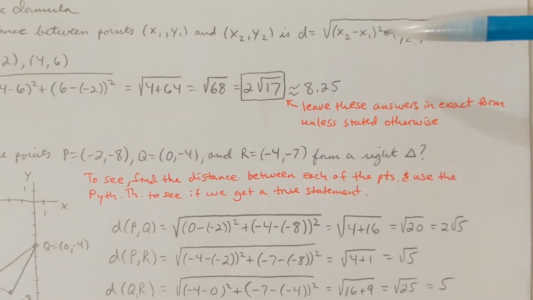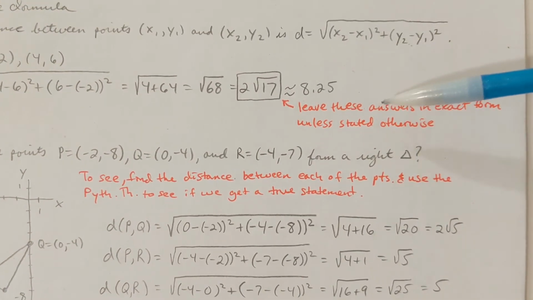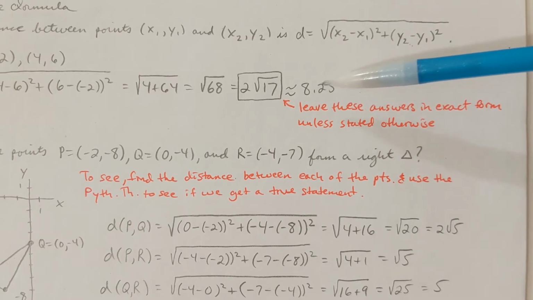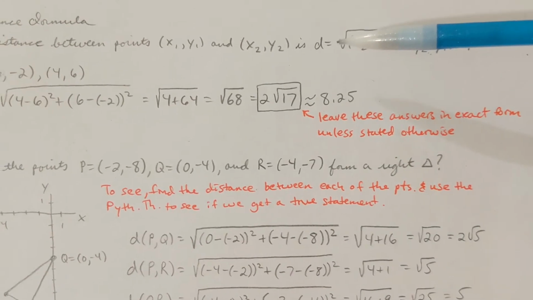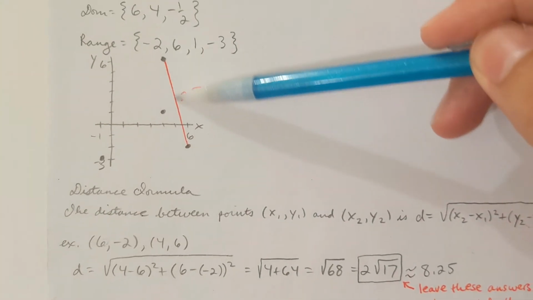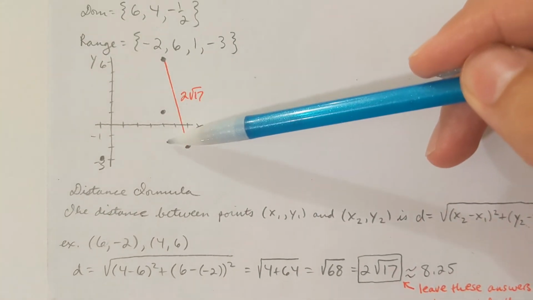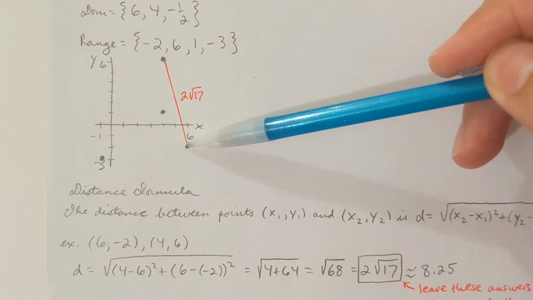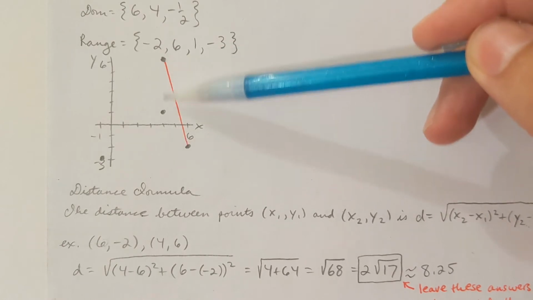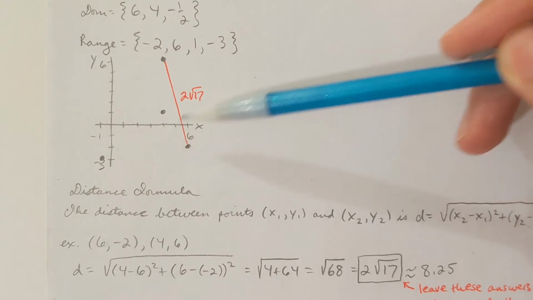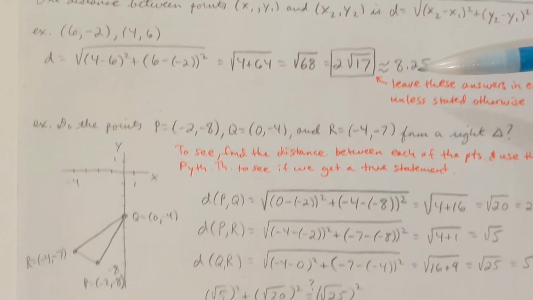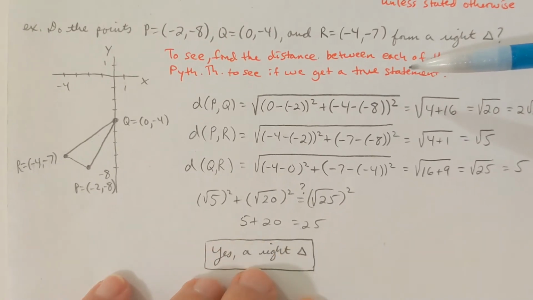You want to leave these in exact form unless you're stated otherwise. In the calculator, you get roughly 8.25. So that would be this distance here, which you can easily see is going to be more than 8 units, since it's 8 units from 6 to -2. And so that at least sounds reasonable. In fact, it is correct.